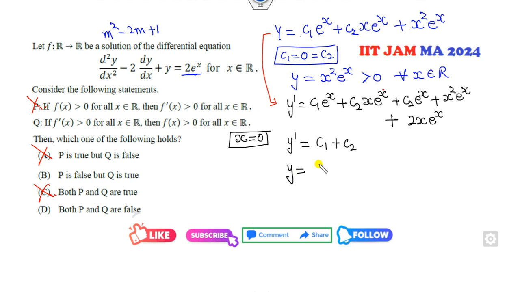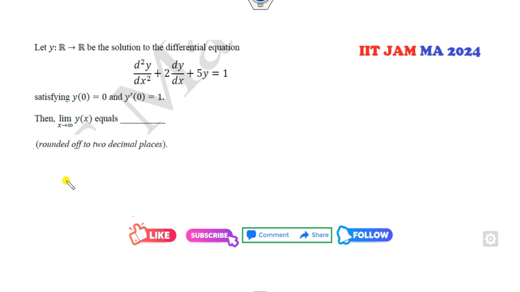c1, only c1. So if I assume this number is greater than 0, can you say this number is always 0? No, because I can choose c1 as minus 1, c2 as 3. So clearly this number is greater than 0, but this number is less than 0. But it says for all, so I can simply choose x as 0. This condition is not satisfied. So both are false statements, the correct answer.